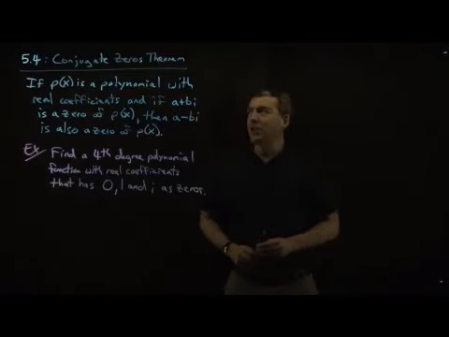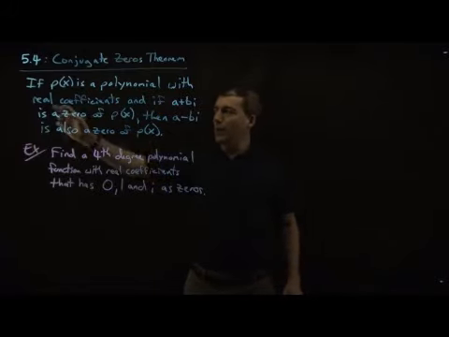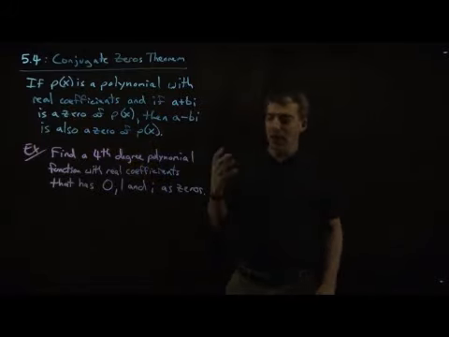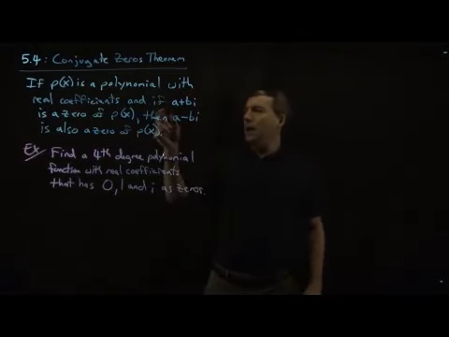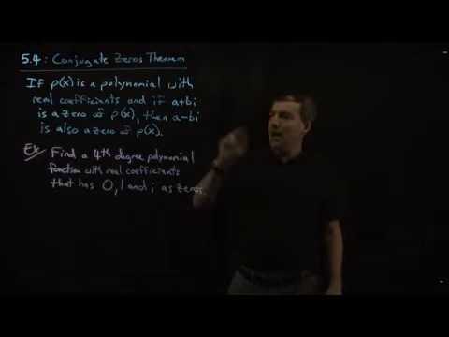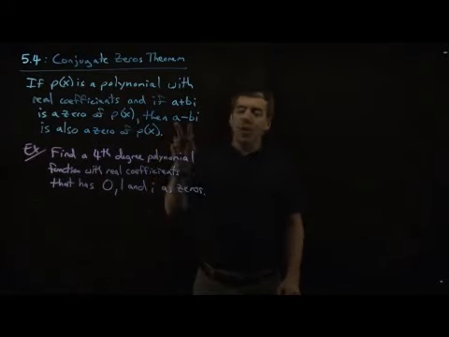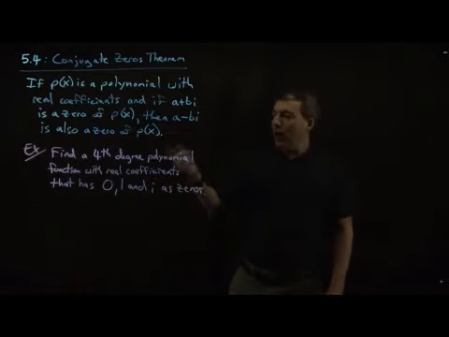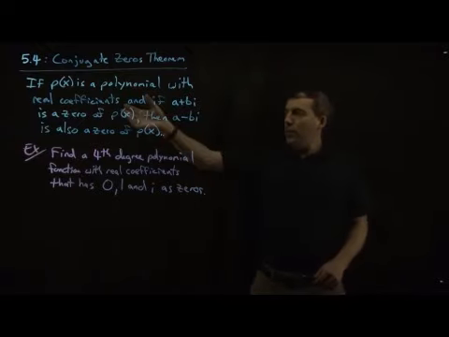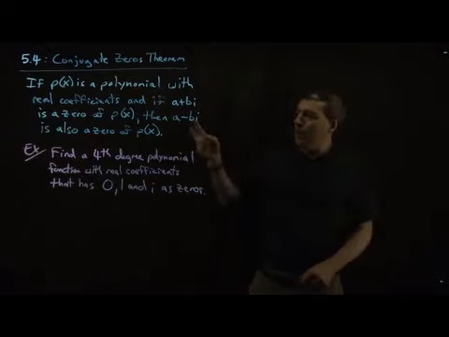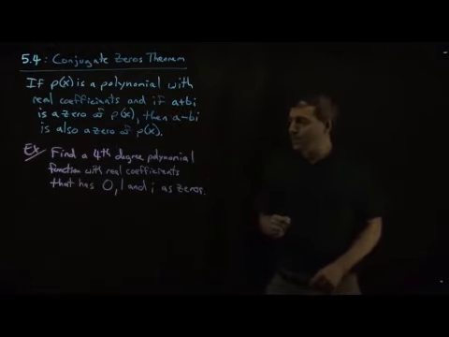We're going to look at the conjugate zeros theorem. What this theorem says is that if we have a polynomial with real coefficients, that means the coefficients are not complex, and this polynomial has a plus bi as a zero, then its conjugate, a minus bi, will also be a zero of this polynomial. So if you have a polynomial with real coefficients, the complex zeros, if there are any, will show up in conjugate pairs.